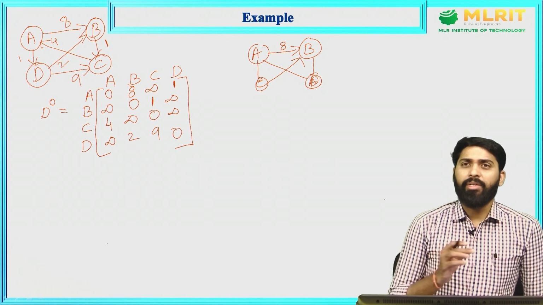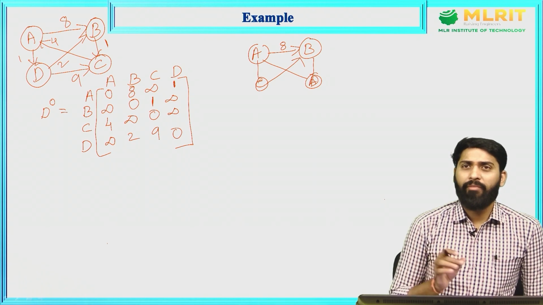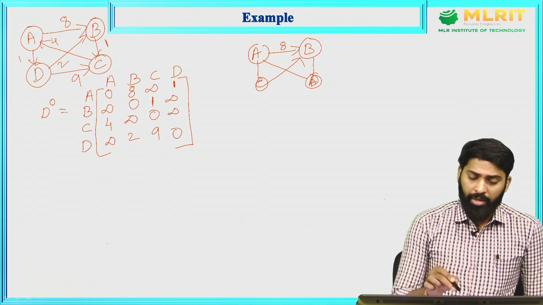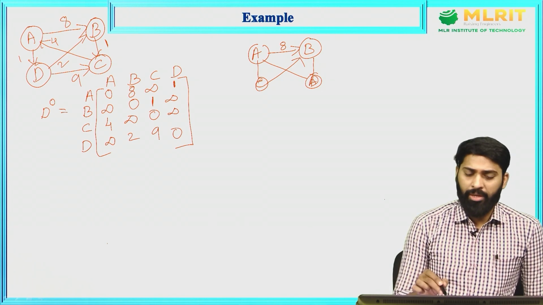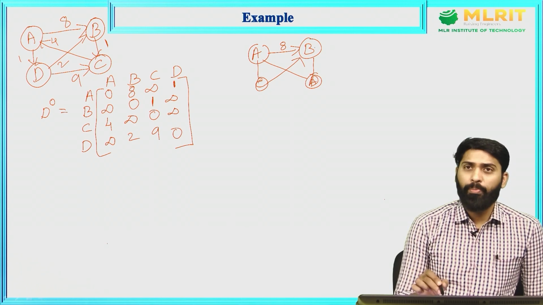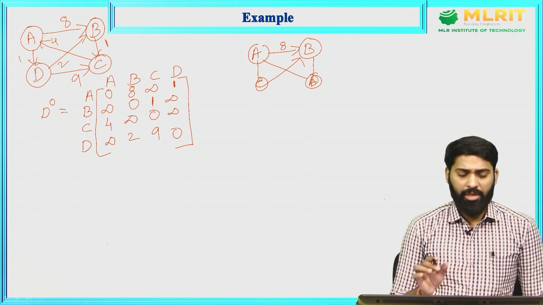In this algorithm we are going to consider an intermediate vertex. To reach from A to B, we check A to C and C to B, in the next iteration we check A to D and D to B, and we check A to B also. Among these values we take the minimum value. Let us see here.